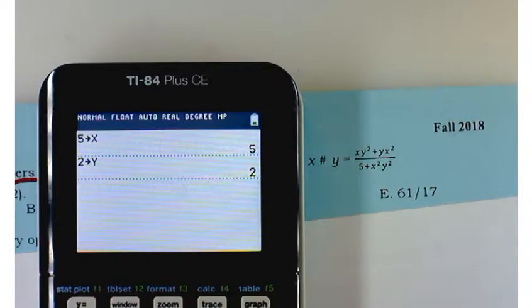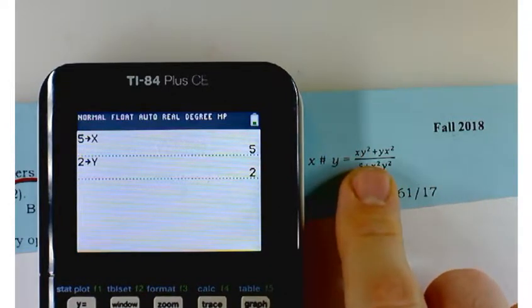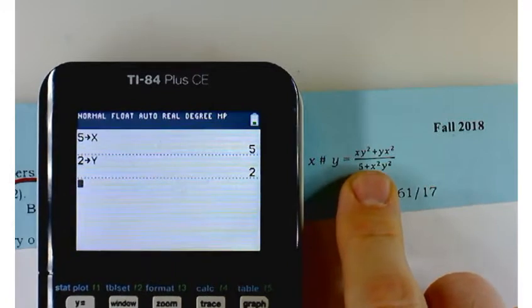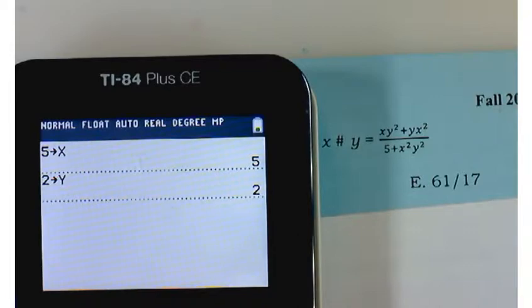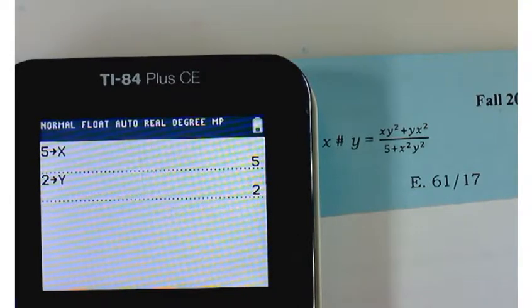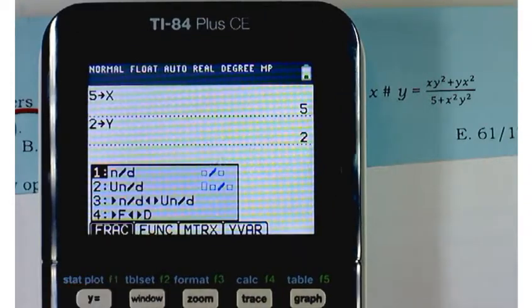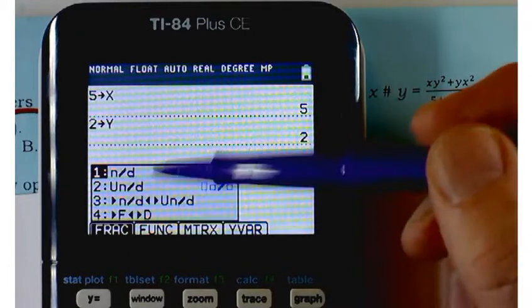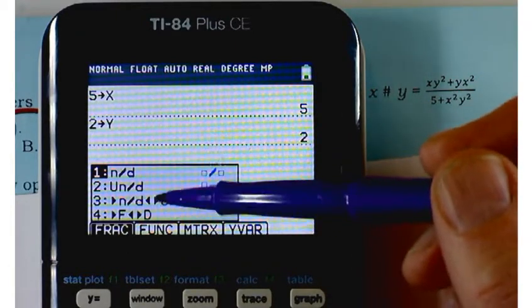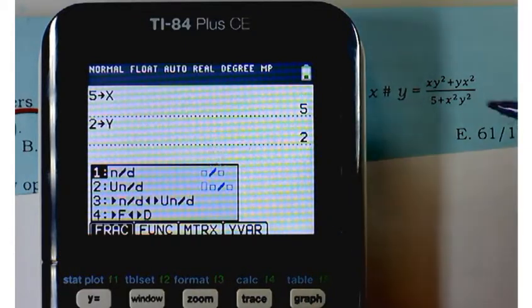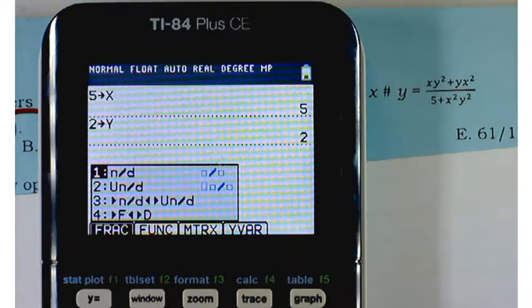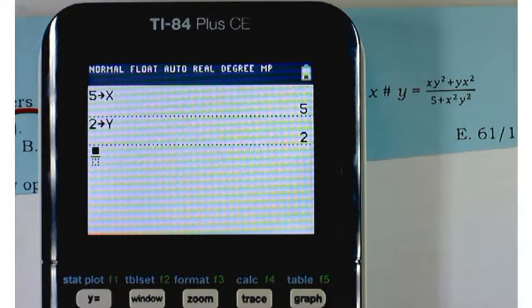Okay. Now, here's a little trick that's going to make our life somewhat easier. We're going to type in this fraction pretty much exactly the way it's typed in there. Now, how do you do that? If you hit the alpha key, then the Y equals key, so alpha and Y equals, it gives you a bunch of different options as to how to do a fraction. So I want the first one, which is just going to allow me to do a fraction just like I have here. So type the number 1, and let's type in this expression.